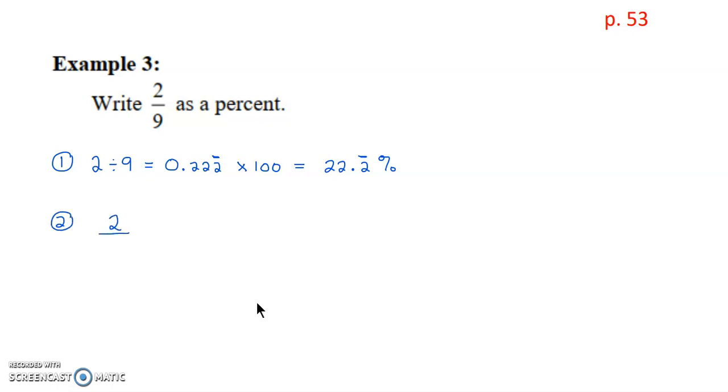The second method, if you recall, is making a proportion. So we can take 2/9 is equal to percent over 100. And then either algebraically or quickly, we can multiply 100 times 2 divided by 9. So I'm going to show that method here because it's quite quick. And that again will give us 22.2 repeater percent.